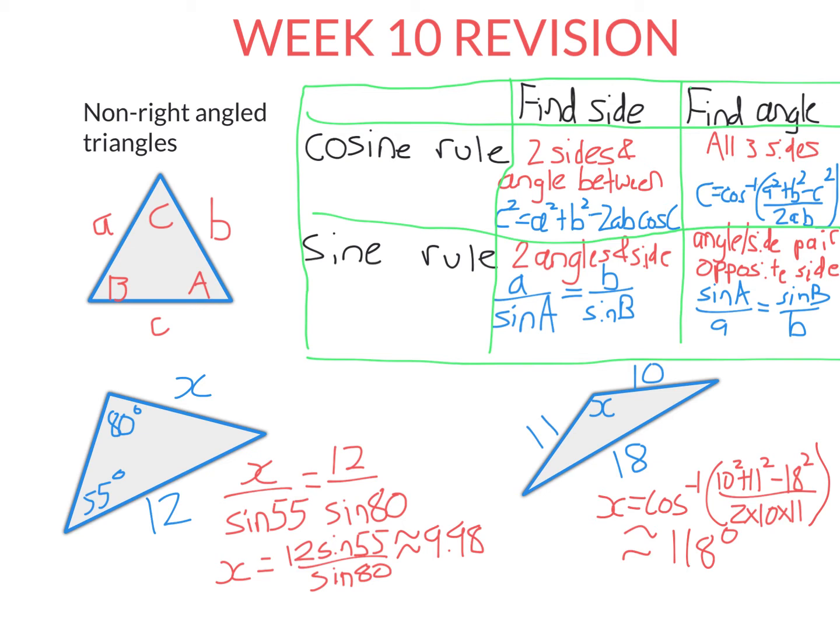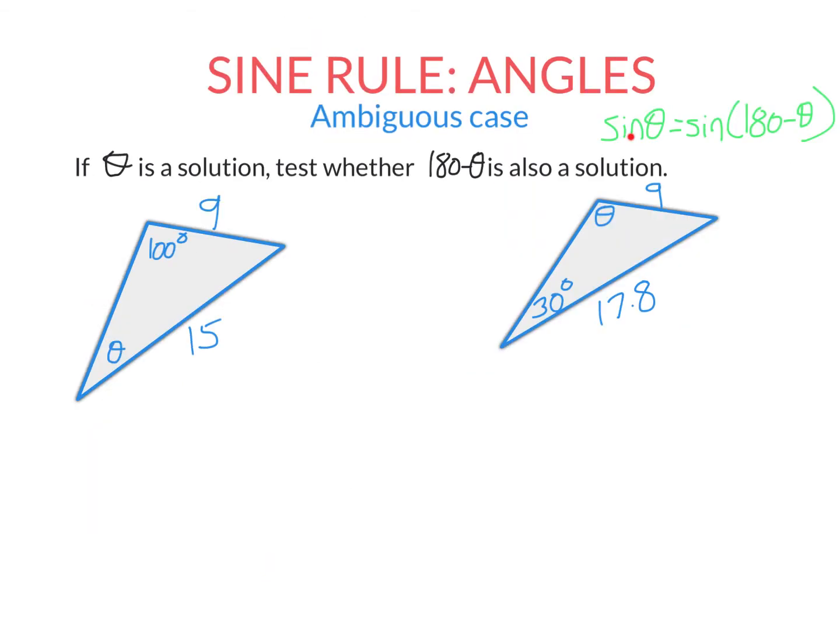I just need to make a special note about when you're finding an angle using the sine rule. It turns out sine theta is equal to sine of 180 minus theta. That's actually a bit of bad news because it means when you're finding an angle using the sine rule, there's an ambiguous case. Sometimes there are two possible values for theta that you're trying to find. So to account for that, when you get a solution, subtract it from 180 and see if that number is also a possible solution.